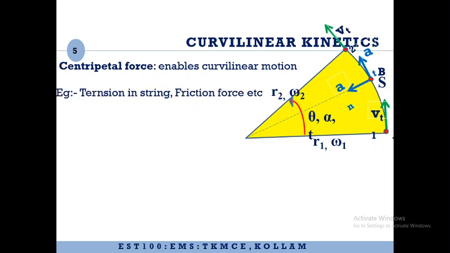For example, if you have a ball tied to a string, and you try to rotate the string in a circular path, the ball undergoes circular motion because there is tension in the string, and this tension in the string acts as a centripetal force.